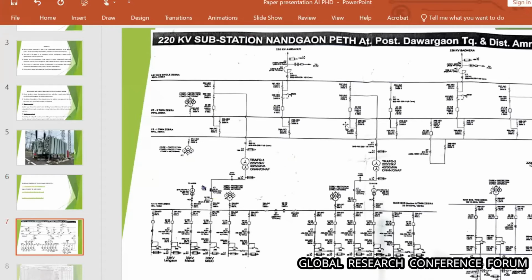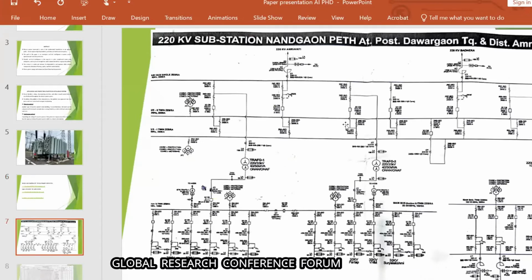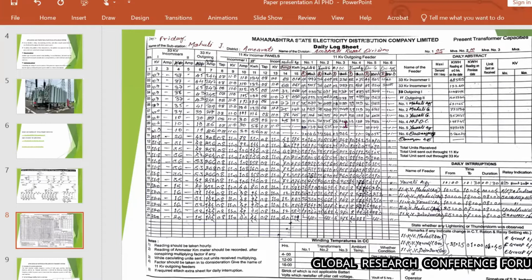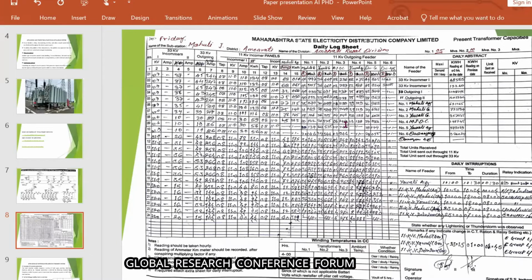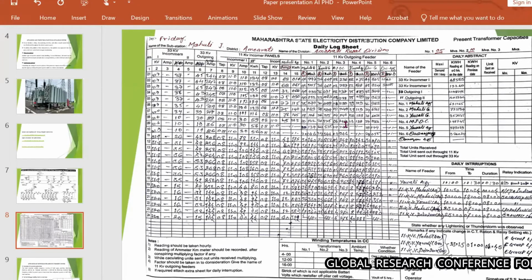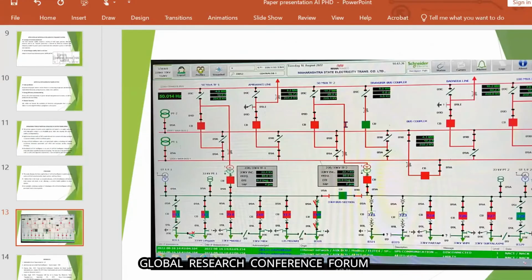You need to enter this data manually from the operators. This is typically a daily log sheet in one of the substations. Now if you replace these with automatic control sensors, what will we get in the future? I will share the screen to conclude my presentation. This is what we should get in the future in all the substations throughout our electrical network.